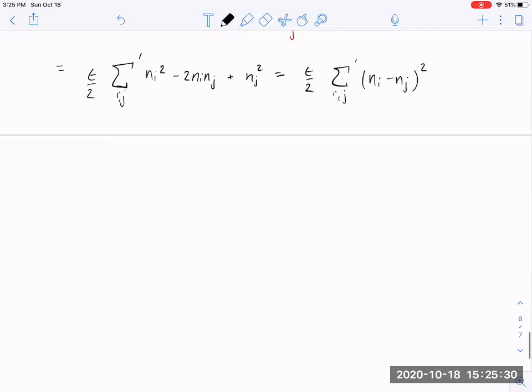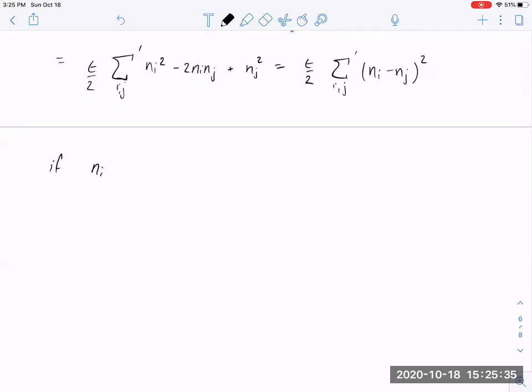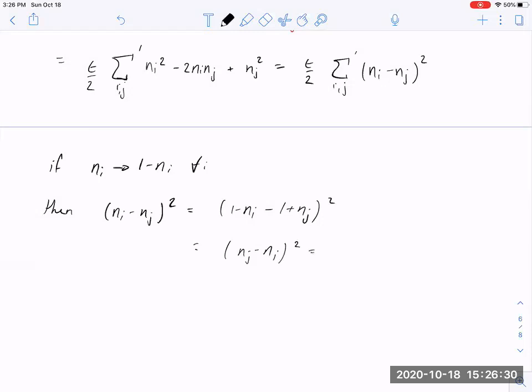Now, is this a symmetric model? Well, if Ni goes to 1 minus Ni for all i, then the term in that sum, which is the whole term in the Boltzmann factor, the whole thing determining the weight of the configuration, Ni minus Nj quantity squared. So if I swap all of the filled cells for empty cells and all of the empty cells for filled cells, it's 1 minus Ni minus 1 plus Nj, again, all quantity squared. The ones cancel, leaving me with Nj minus Ni squared, which, because the whole thing is squared, is the same as Ni minus Nj squared.